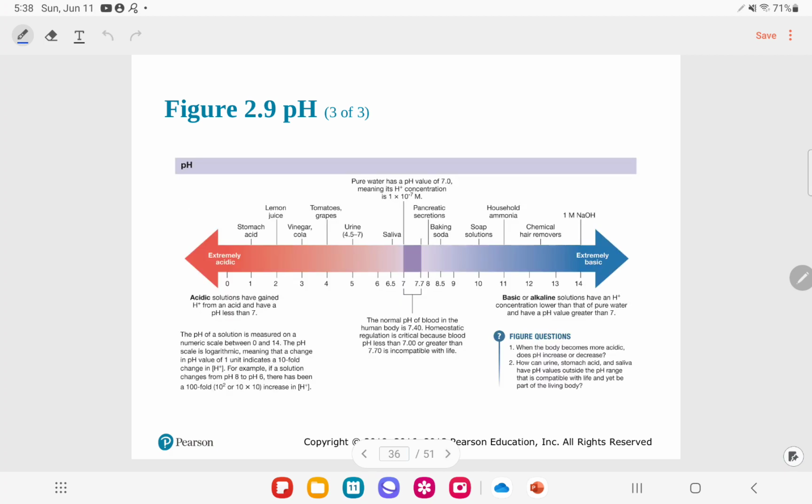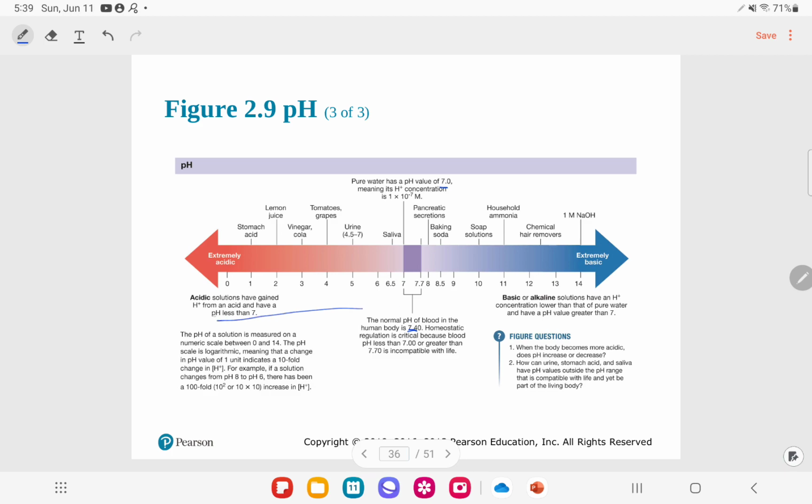Looking at this pH scale, we know that the normal pH of blood in humans is about 7.4, between 7.35 and 7.45. Homeostatic regulation is critical, because a blood pH less than 7 or greater than 7.7 is completely incompatible with life. If that blood pH goes down or up, with too much or too little hydrogen ion in your blood, you can die. That's why it has to be in that narrow range. And we know that pure water has a pH value of 7.